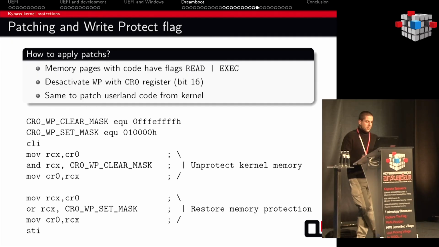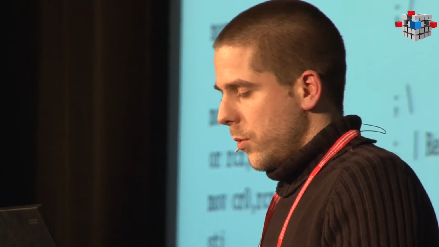So now let's go with the payloads. Just a little trick to apply patches in memory. I forgot that before. We have to use the CR0 register to deactivate the WP bit, the write protect flag. So in fact, we have to erase this bit in CR0 before doing a patch from kernel to userland, or from kernel to kernel.